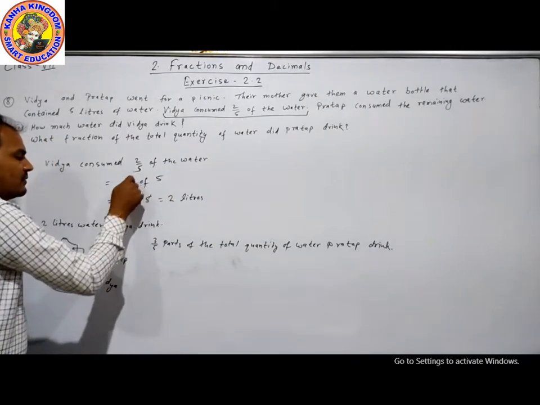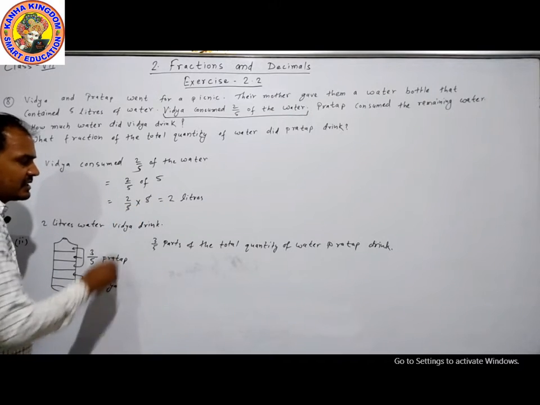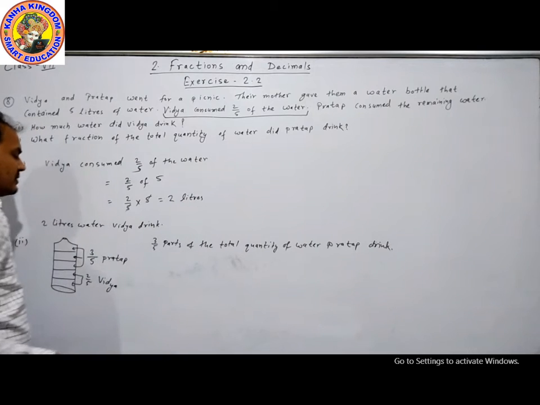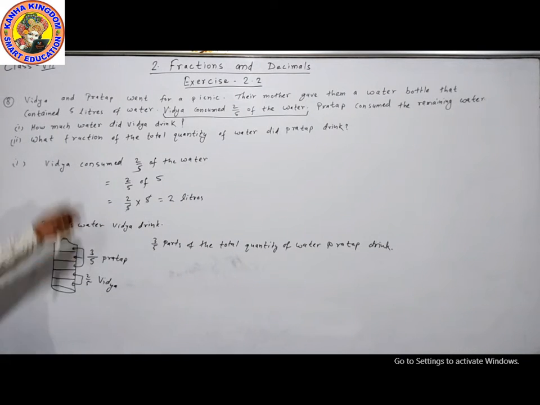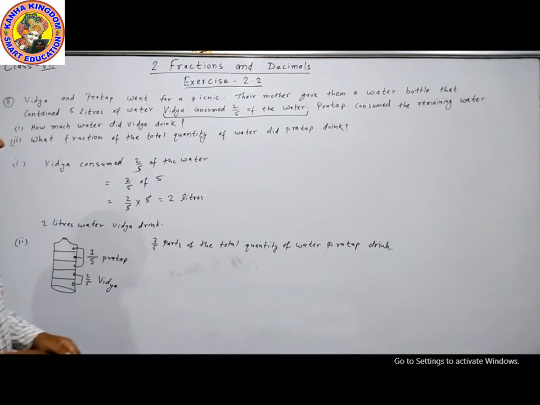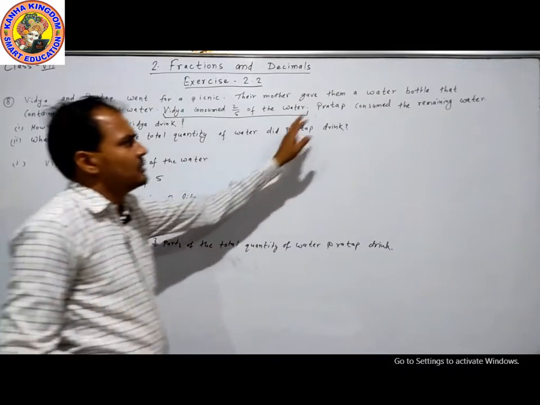Then the "of" will be changed by multiplication. 5 and 5 can cut, leaving 2 liters. So Vidya drank 2 liters of water. In the next question, what fraction of the total quantity of water did Pratap drink?